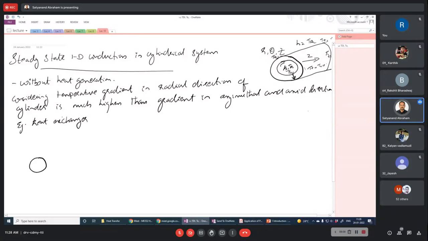Mind it, my drawing is not that good. Okay, so this is going to be our cylinder.